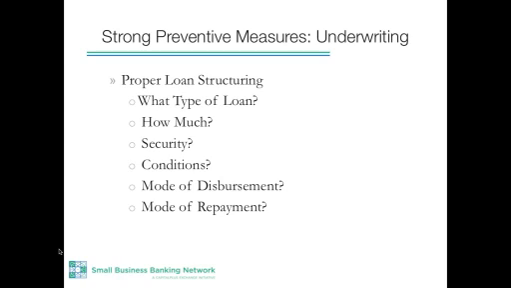Now, let us look at another aspect in loan underwriting that is very, very important in terms of preventing our institution from loan delinquency problem. Now, it is about proper loan structuring. Now, when we talk about proper loan structuring, we start from asking ourselves, what type of loan should I give the customer? How much should it be? What security should I require? What conditions do we have to set?